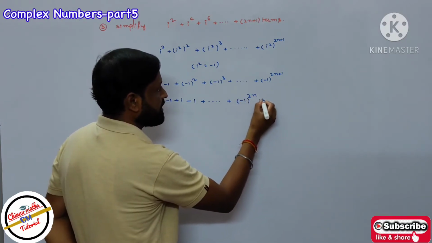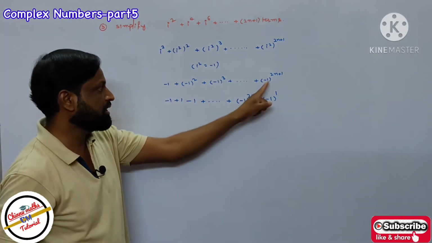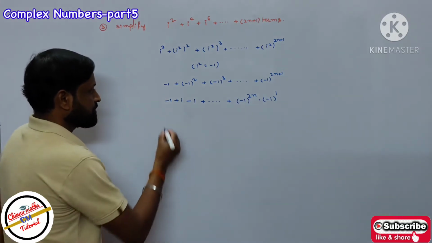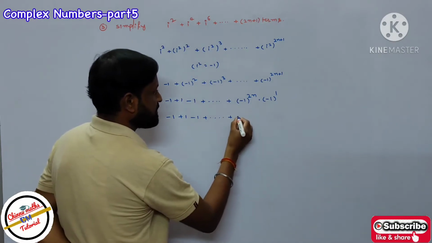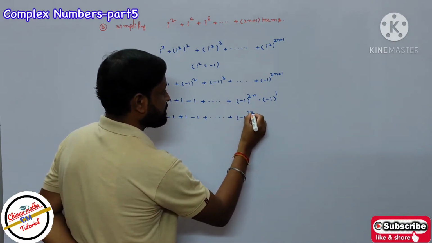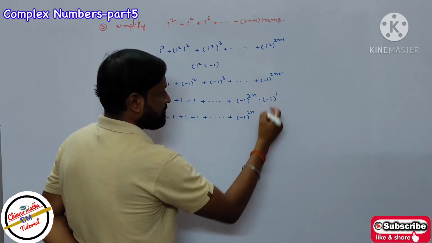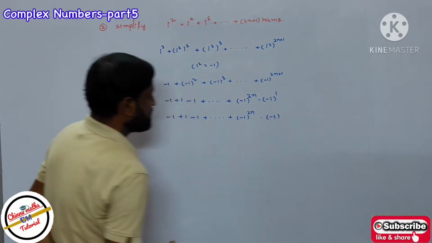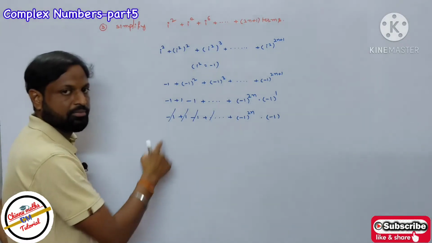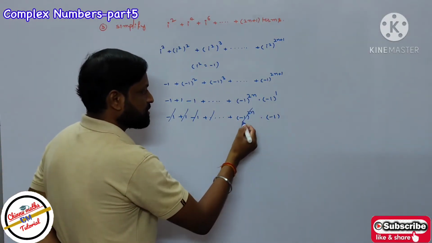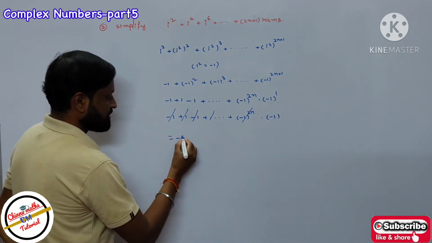minus 1 to the power of 2n into minus 1 to the power of 1. Bases are equal, so add the powers, again you will get minus 1 power of 2n plus 1. So then minus 1 plus 1 minus 1 plus up to minus 1 power of 2n into minus 1 power of 1 equal to, again you will get minus 1. See here, minus 1 plus 1 minus 1 plus 1, alternately you have to cancel the plus 1 and minus 1. Similarly these elements are also both cancelled. Finally we will get which value? Minus 1 value. So the final answer is minus 1.